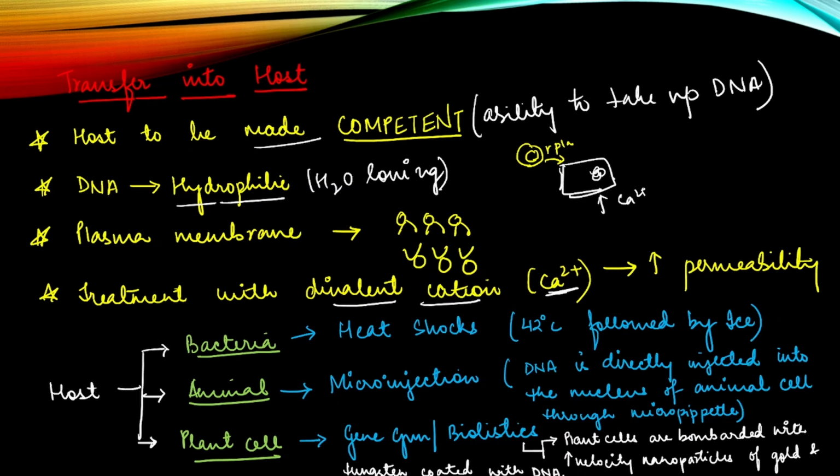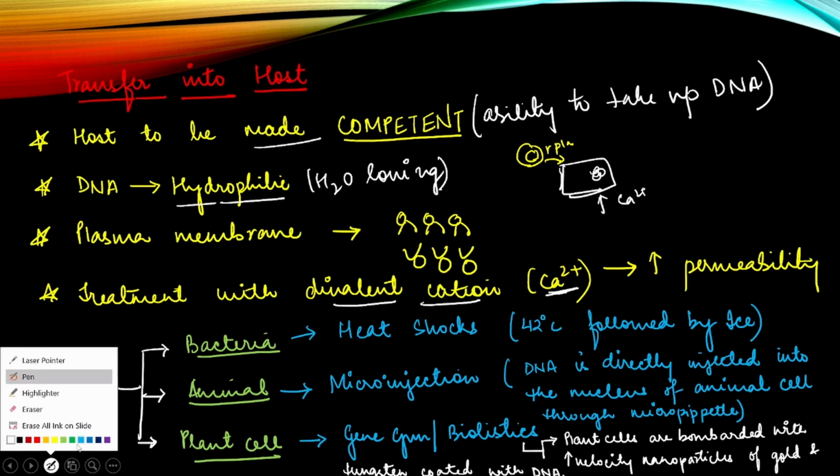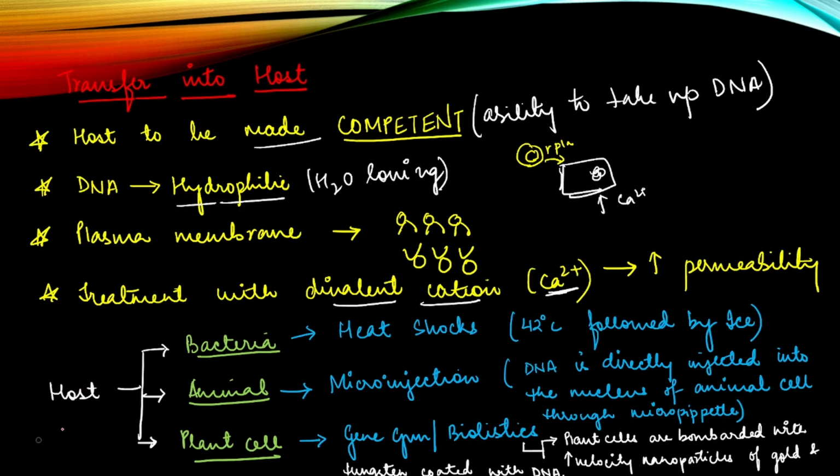Got? Now the treatment, according to the cells, we do different treatment. If the cell is a bacterial cell, we use some different process. If the cell is an animal cell, we use a different process. And if the cell is a plant cell, we use a different process. Right? Now, the most common, let's see, bacterial cell. If we are inserting the DNA into a bacterial cell, we'll give heat shocks. How will we give heat shocks? First we will treat the cell with calcium.